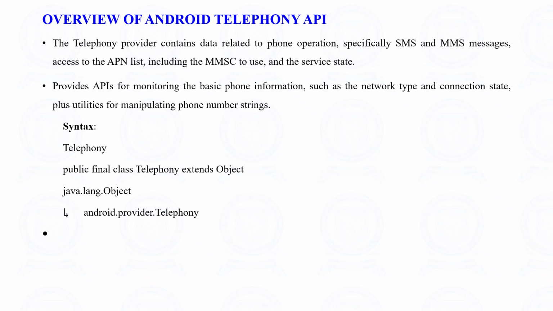Overview of the Android Telephony API. The Telephony provider contains data related to phone operations, specifically SMS and MMS messages, and access to the APN list, including the MMSC to use and the service state. It provides APIs for monitoring basic phone information such as the network type and connection state, and for utilizing and manipulating phone number strings. Syntax for telephony accessing.